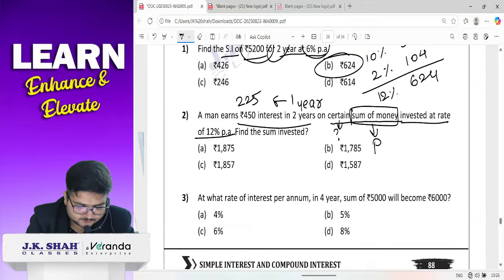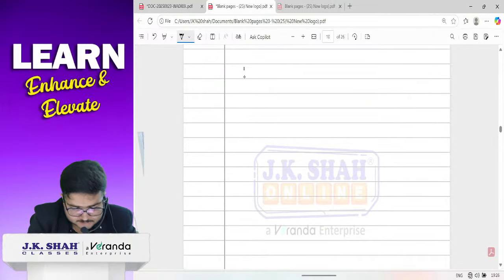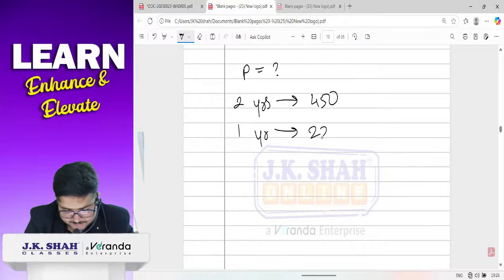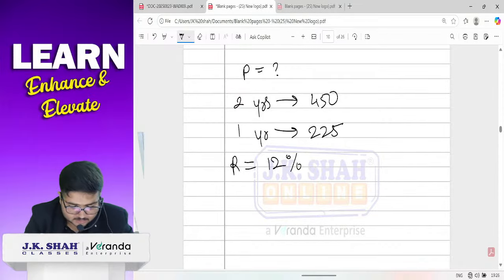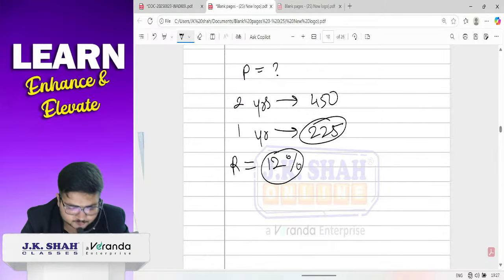Invested at the rate of 12%. Find the sum invested. That means we have to find the principal. In 2 years he got 450, so in 1 year he will get 225. Now tell me, the rate of interest was 12%. Now please apply logic. He was supposed to get 12% interest on the principal, but he got interest of 225.